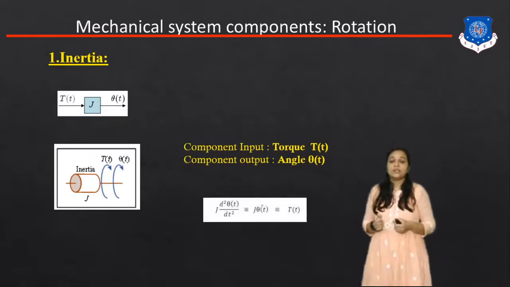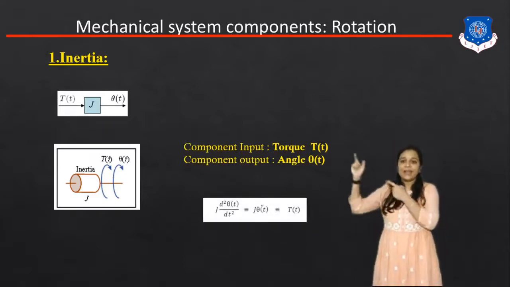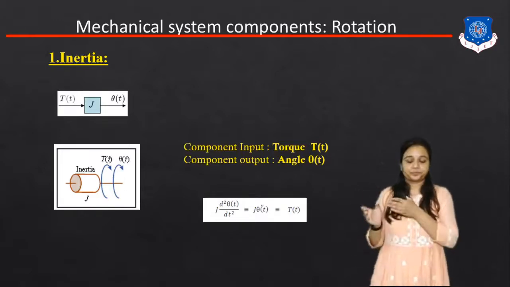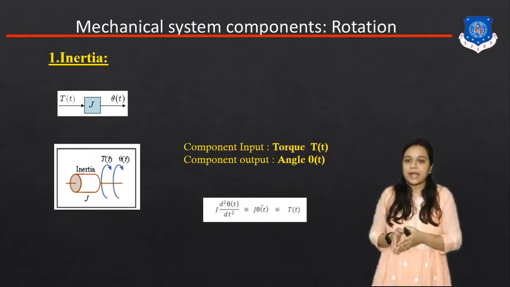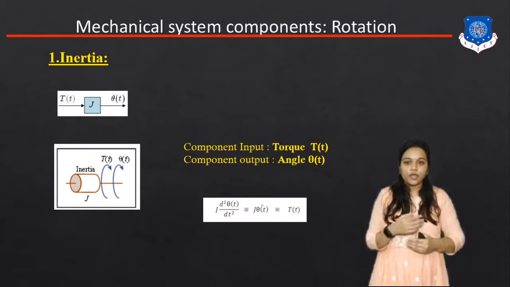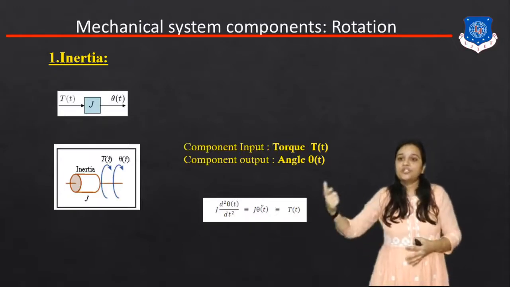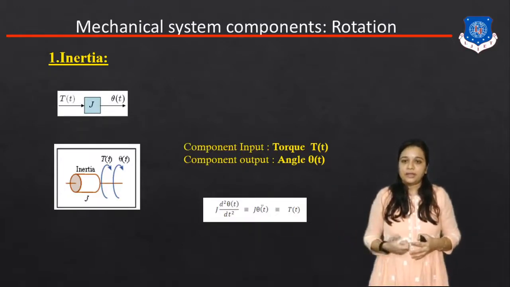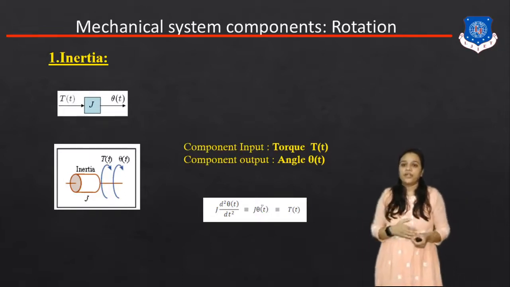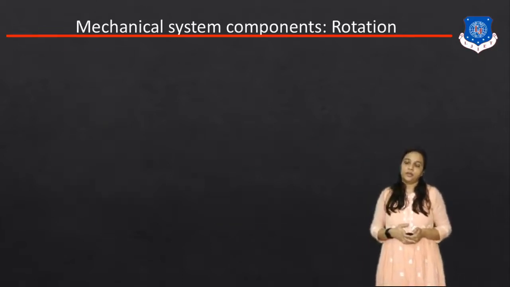So what is the equation for the inertia? Same as the mass. Here the equation looks like this. For the inertia, J d square theta upon dt square, because here the displacement is angular, that is equal to J theta double dot t, that is equal to T of t. T is my torque.